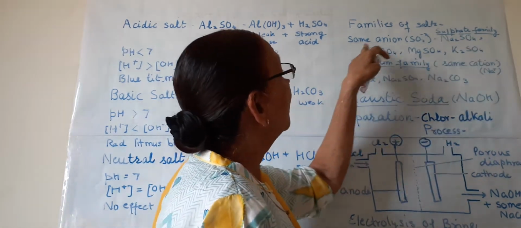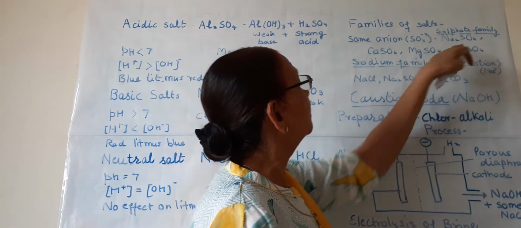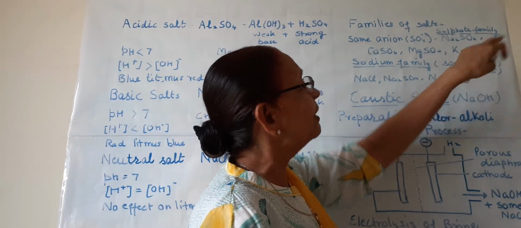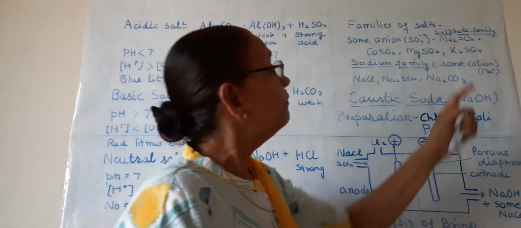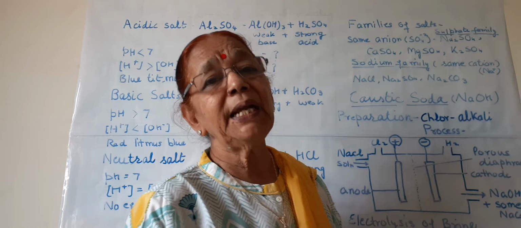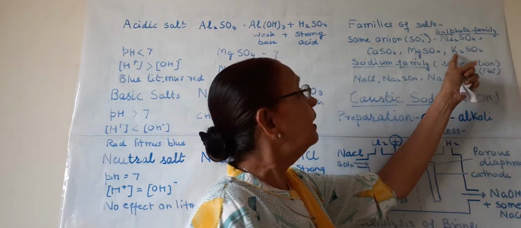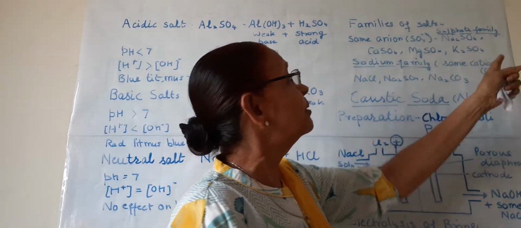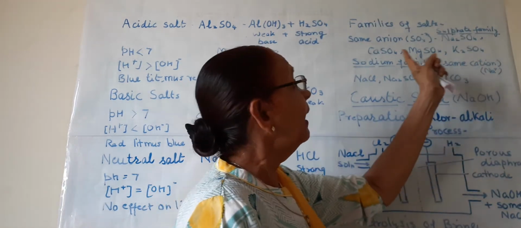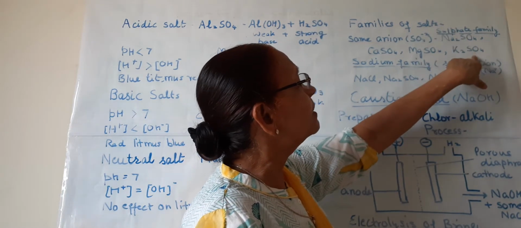the sulfate group are the sulfate family salts, like sodium sulfate, calcium sulfate, magnesium sulfate, copper sulfate, potassium sulfate, ammonium sulfate. Any salt which has sulfate as anion is from the sulfate family. You have to learn the formula of all the salts and write their full names also, like sodium sulfate, potassium sulfate. You write the name and learn the formula.